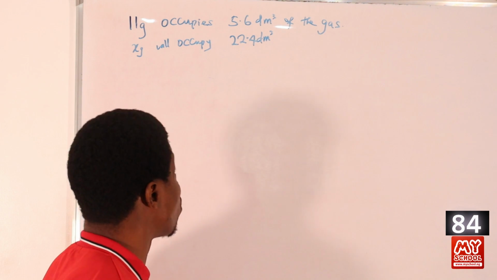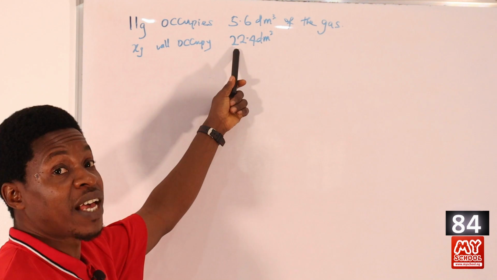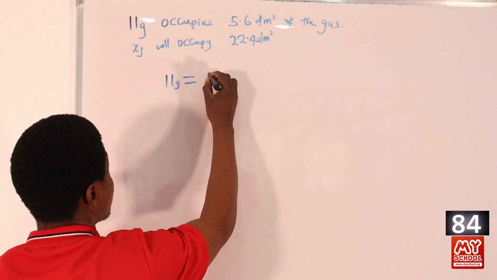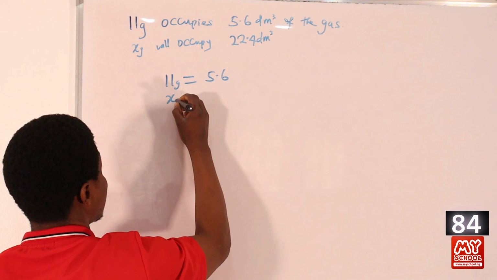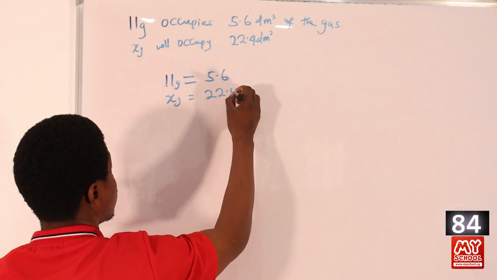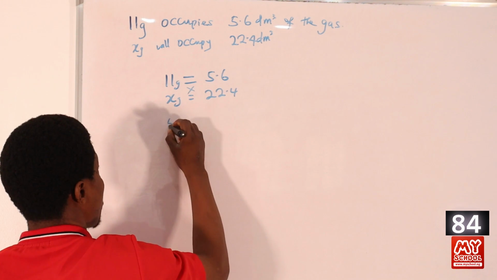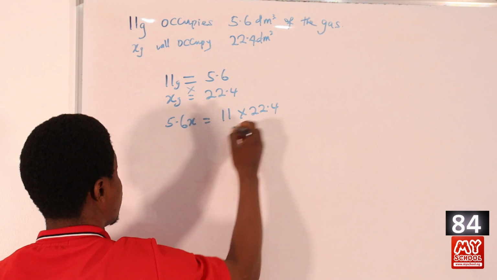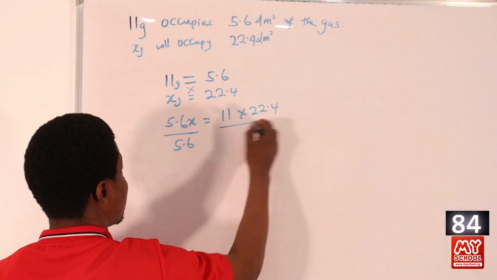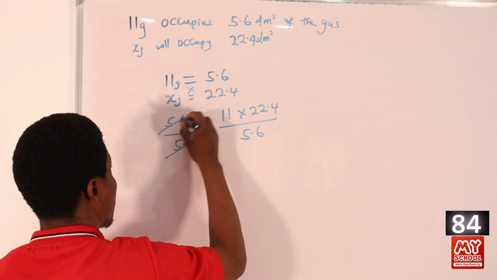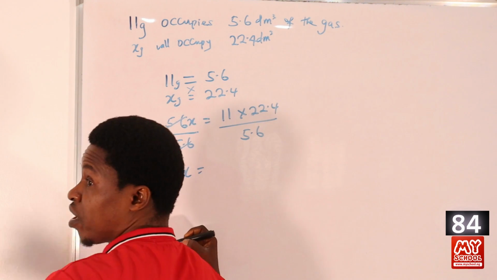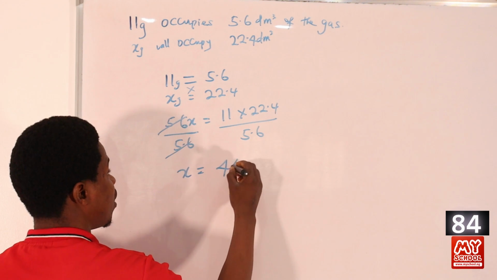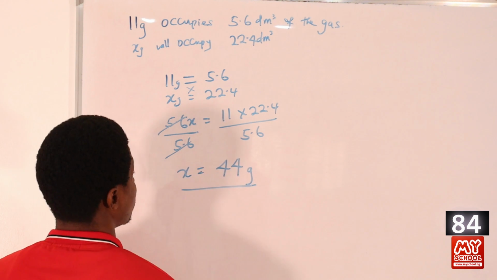Because it's at standard temperature and pressure, we are going to determine the mass. So what we have is 11 gram gives 5.6, and then x gram will give 22.4. When we cross multiply, we have 5.6x equal to 11 times 22.4. So we divide both sides by 5.6. By the time you punch into your calculator, 11 times 22.4 divided by 5.6 is going to give us 44 gram. That's what we're going to have.